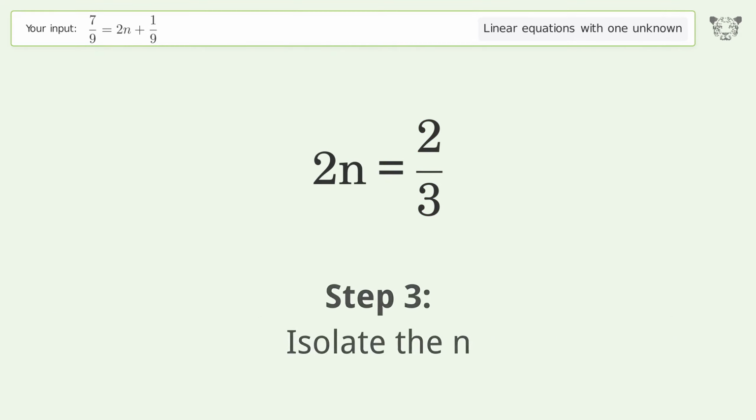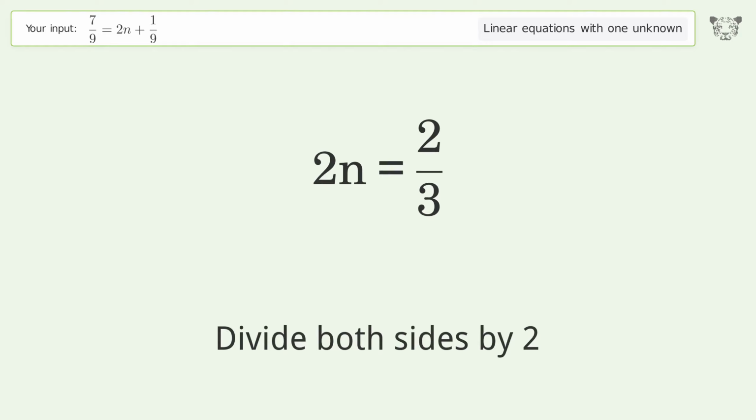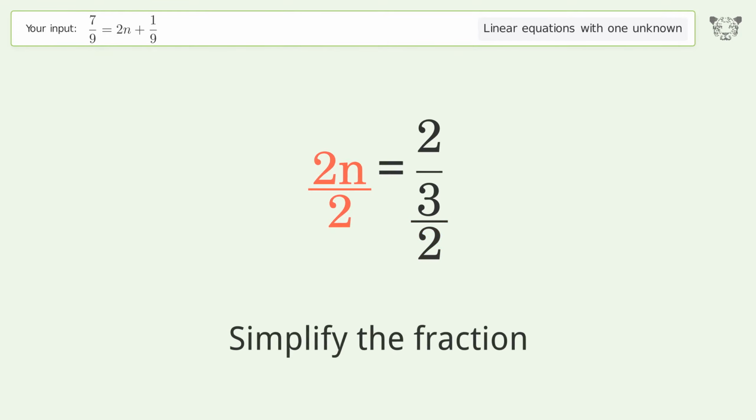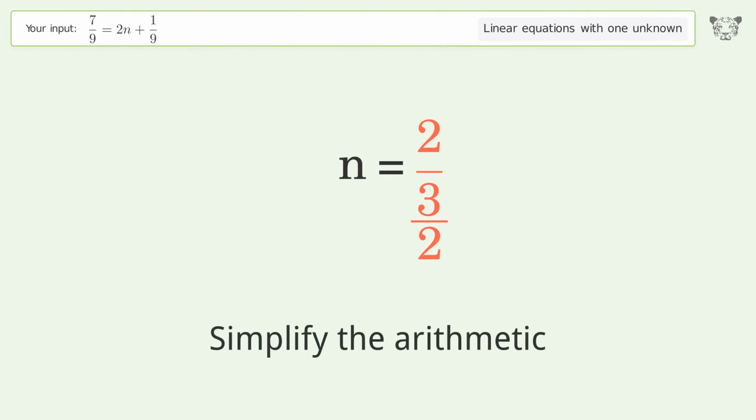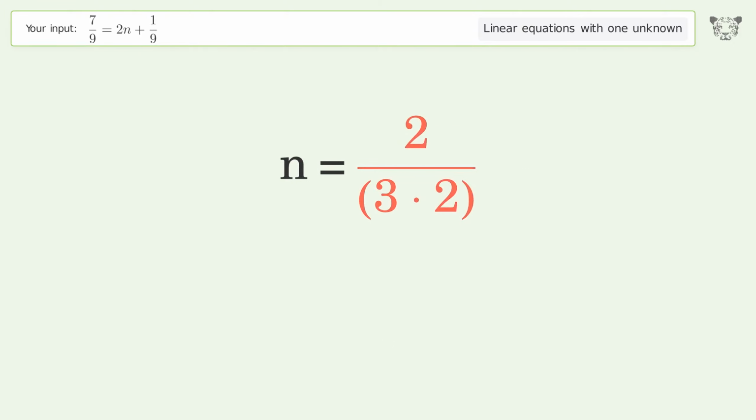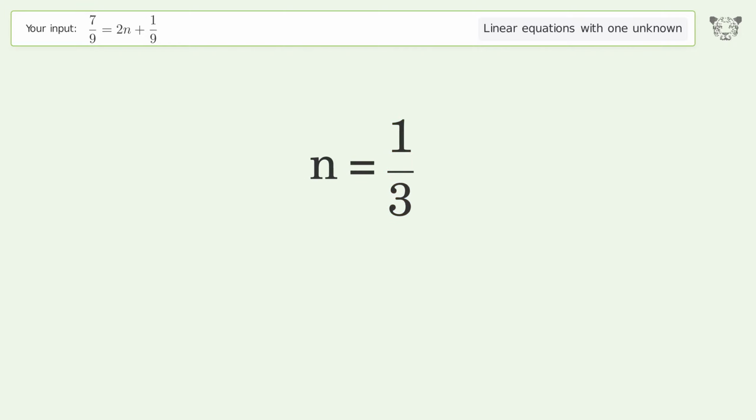Isolate the n. Divide both sides by 2. Simplify the fraction. Simplify the arithmetic. And so the final result is n equals 1/3.